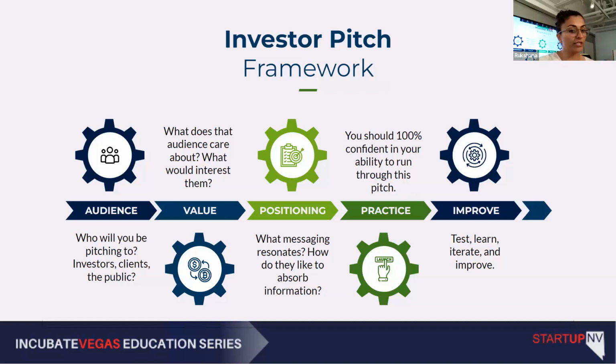Third step is positioning. So now that we know what they care about, how do we target it in the correct way? What resonates with this type of person? How do they like to absorb information? Do they like visual? Do they like verbal? Do they like a comedy show? Whatever it is that they like, you're going to have to pitch that style.